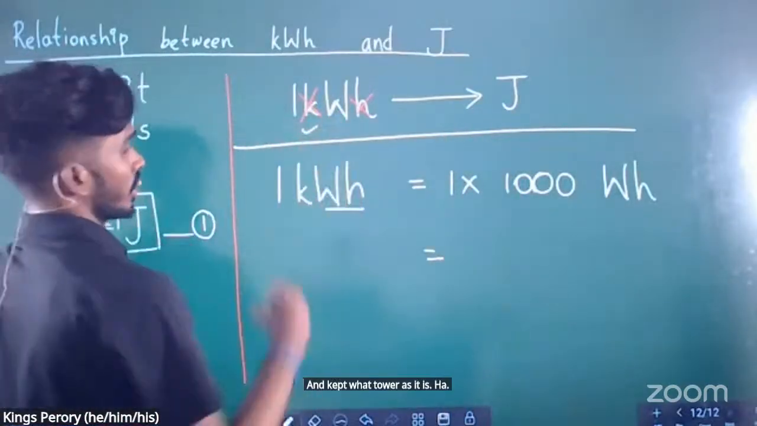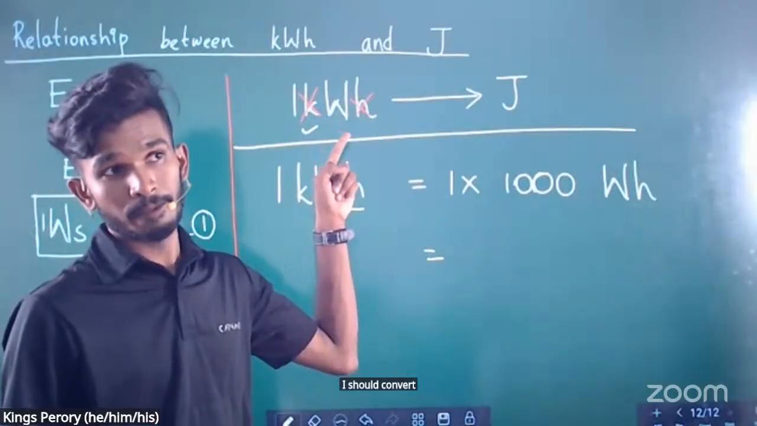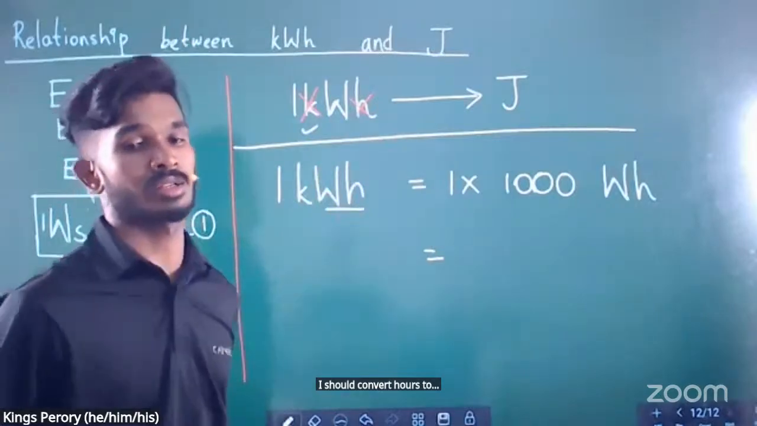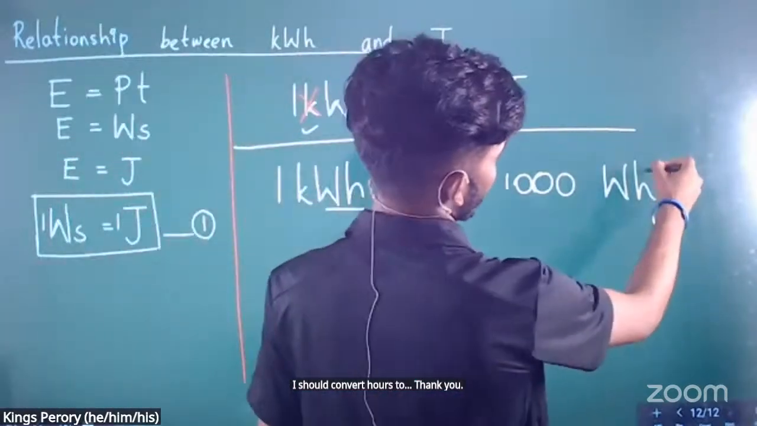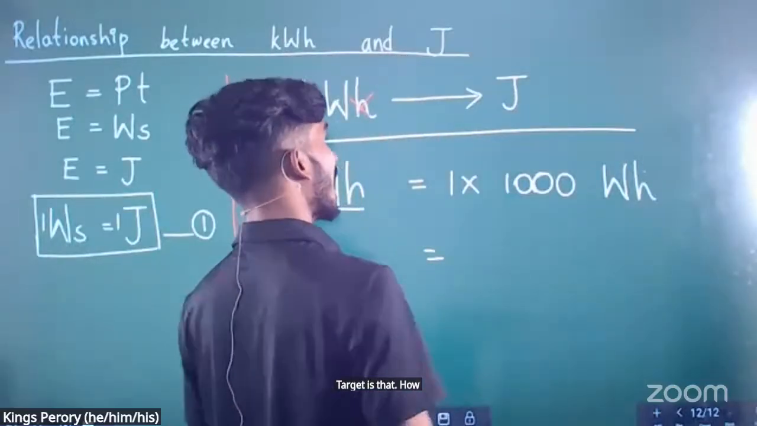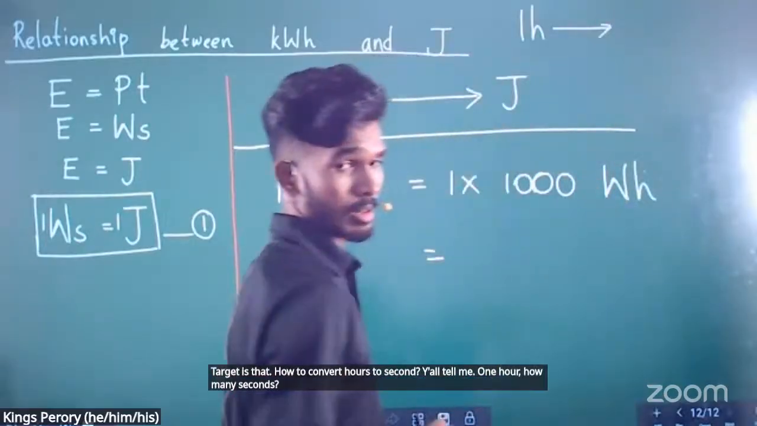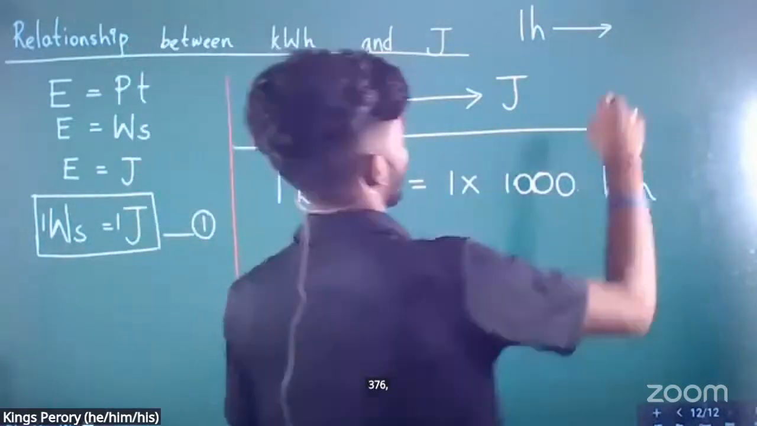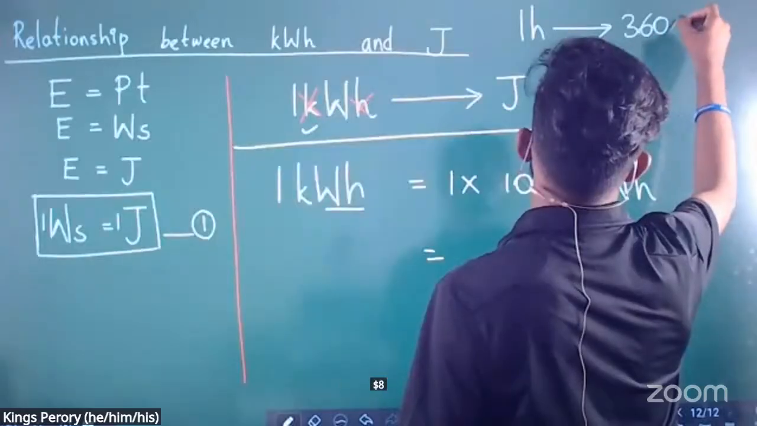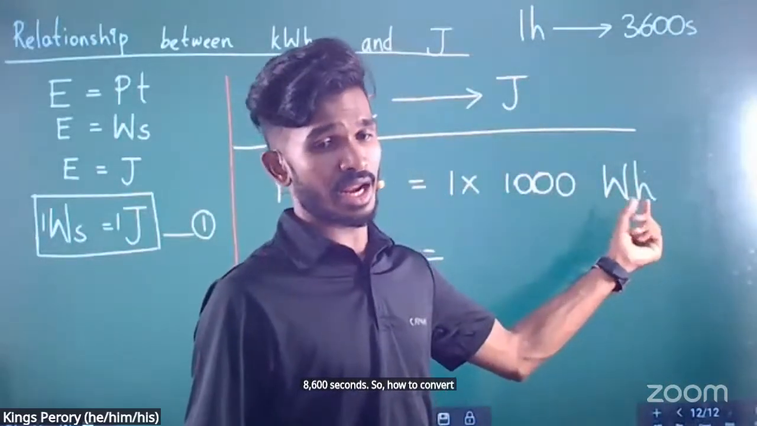Kilo is removed now. Next, what should I do? I should convert hours to seconds. Now, the next job is this. The target is that. How to convert hours to seconds? Tell me, 1 hour, how many seconds? 3600 seconds.